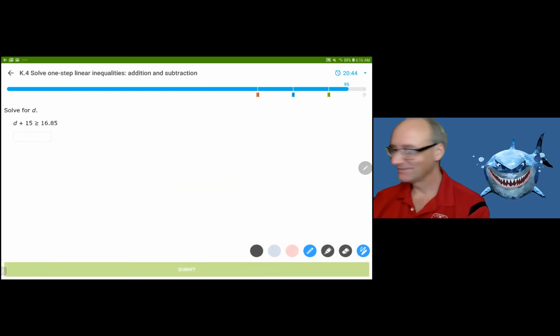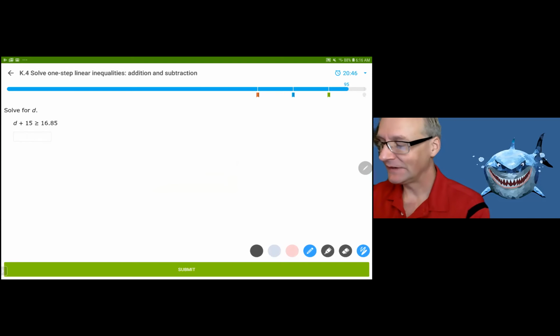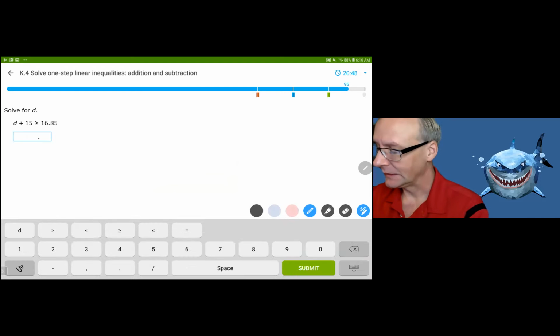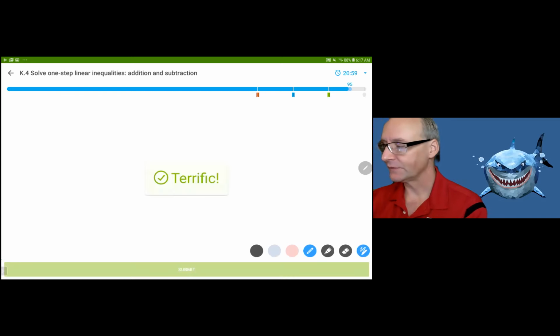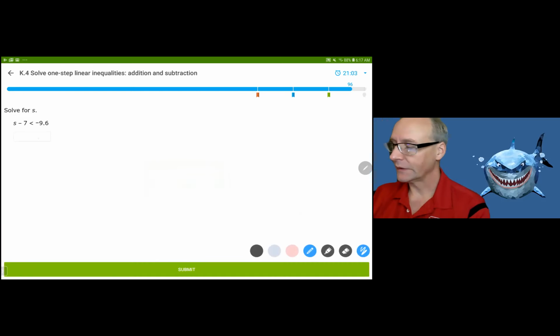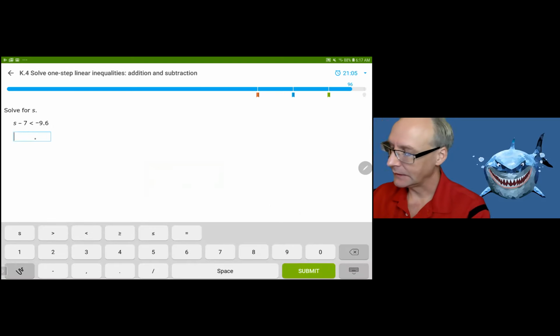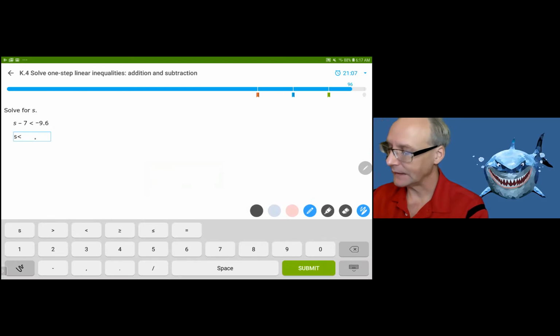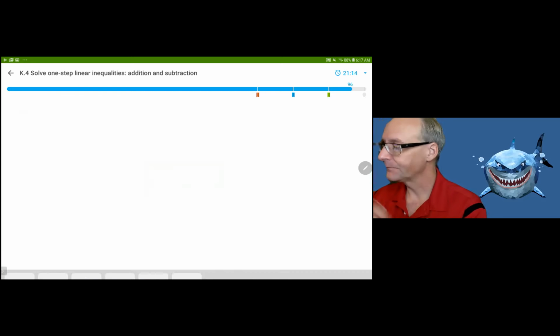And we're almost done. We're going to subtract 15. This is a nice, easy one because there's no borrowing, nothing difficult. It's just 1.85. No problems there. We're just subtracting 15 from both sides. In this one, we're going to add 7, and we're going to get S is less than negative 2.6, and it looks good.